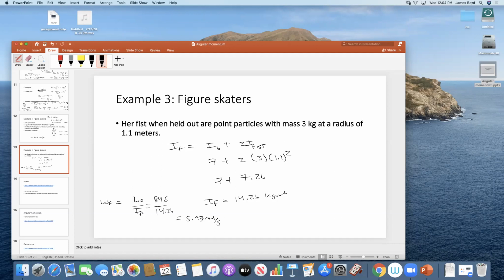Had she gone the other way, had she tucked her fists in, so her I initial would have been 14.26, and her omega initial would have been 5.93, and her I final would have been 7.0384. And you can see that her omega final would have been L initial over this new I final, which would have been 14.26 times 5.93 divided by 7, which is 12 rads per second. So if she went the other way, she would have sped up. That's obvious, right?